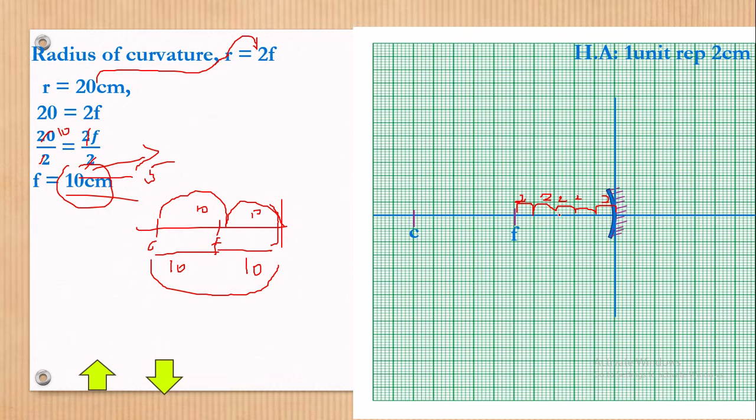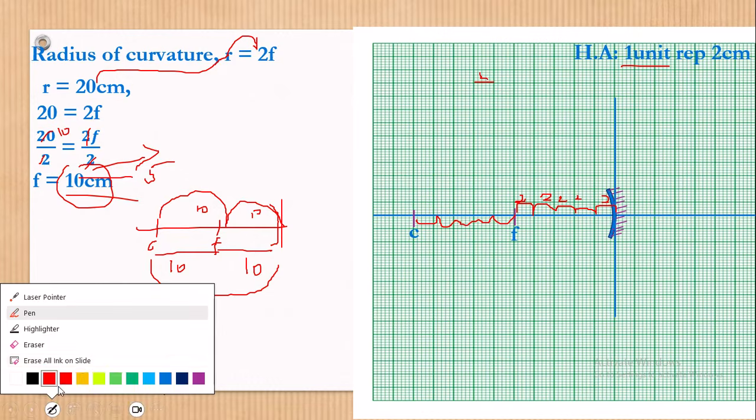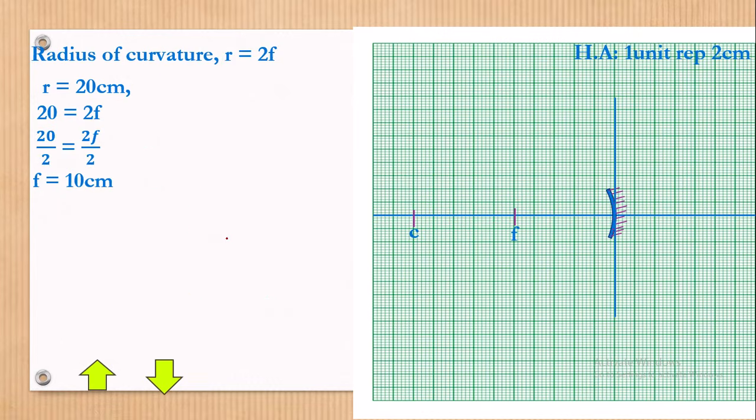But remember, if here you have 5, even here I must have 5. So again, 1, 2, 3, 4, and 5. So they must be like that: 5 here, 5 there. A unit I'm meaning from here up to here. That's 1 unit, having 2 centimeters. So with that, let's start off.